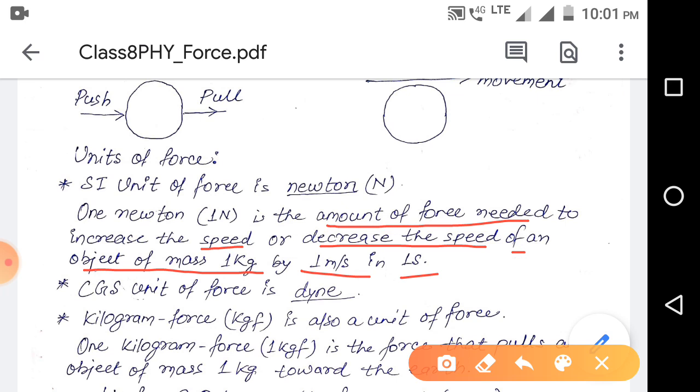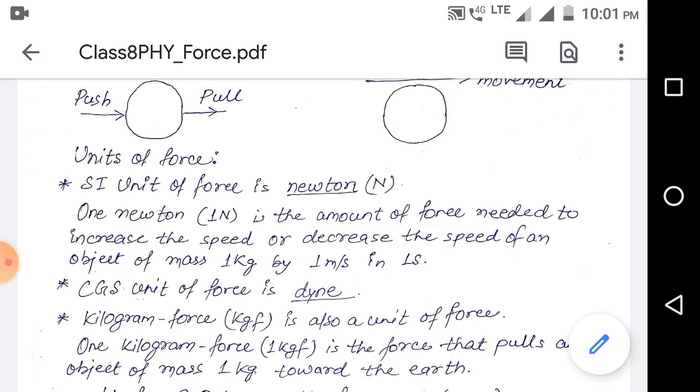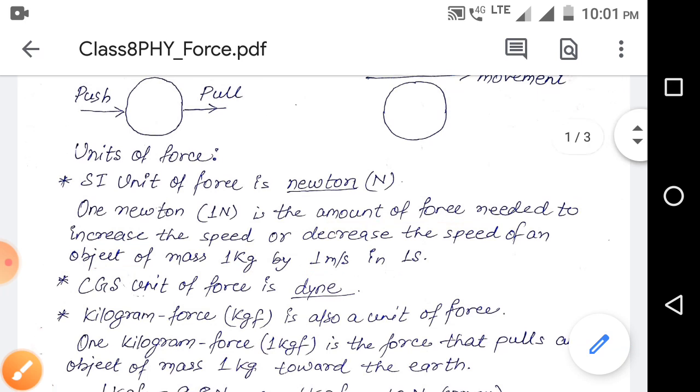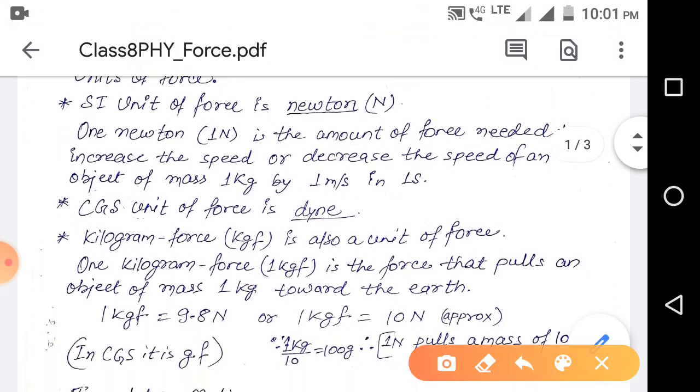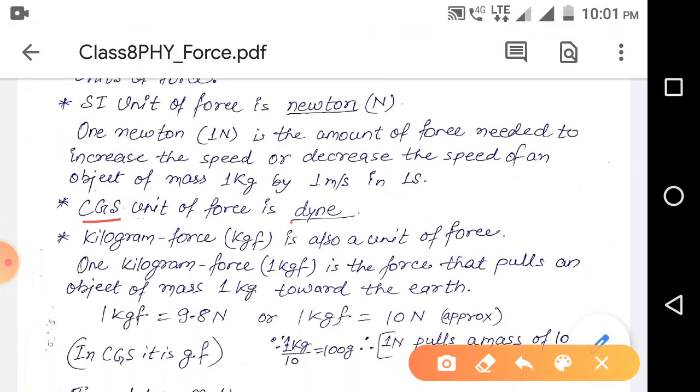So here we are considering the force that affects the motion by increasing or decreasing the speed. What is the rate of increase and decrease? It is also given here: 1 Newton is a force that increases or decreases the speed of an object of 1 kg by 1 meter per second in 1 second. Now the other unit of force, the CGS unit of force, is called dyne. One more unit of force is kilogram force.